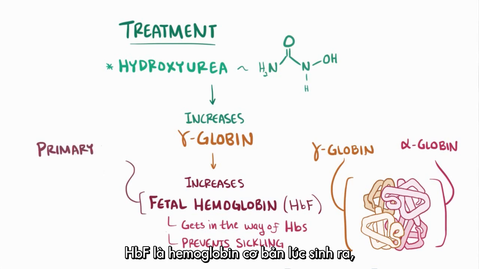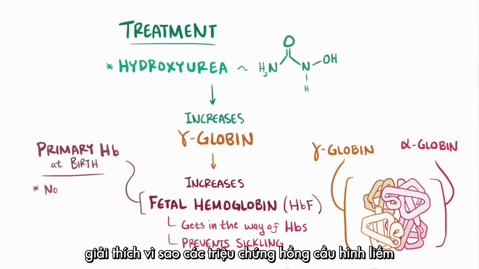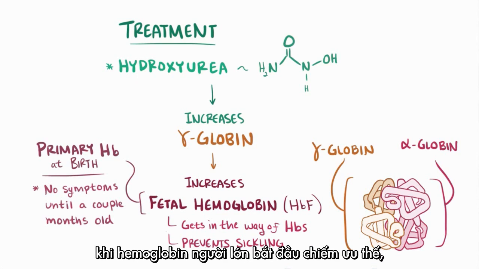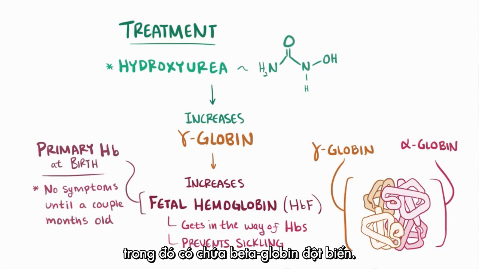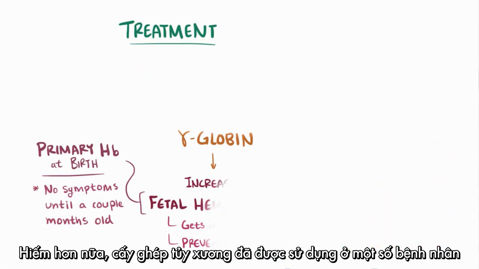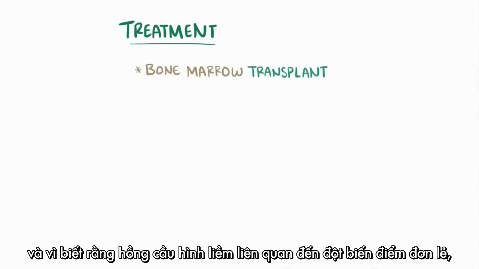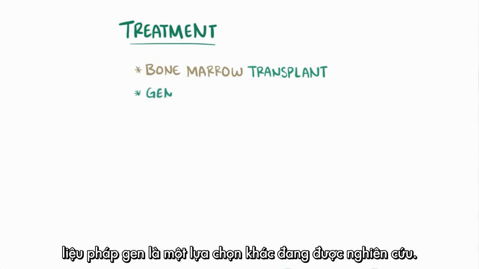HbF is the primary hemoglobin at birth, which explains why sickle cell symptoms don't happen until a few months of life, when adult hemoglobin starts to predominate, which contains the mutated beta globin. More rarely, bone marrow transplants have been used in some patients, and given that sickle cell involves a single point mutation, gene therapy is another option that's being researched.